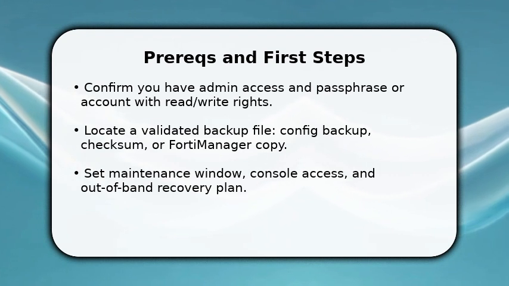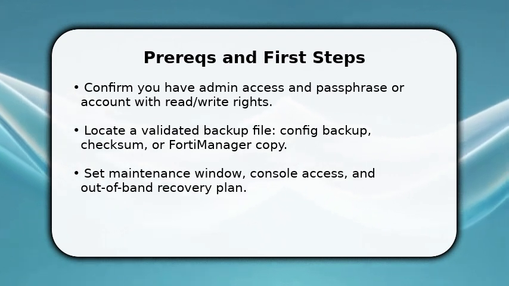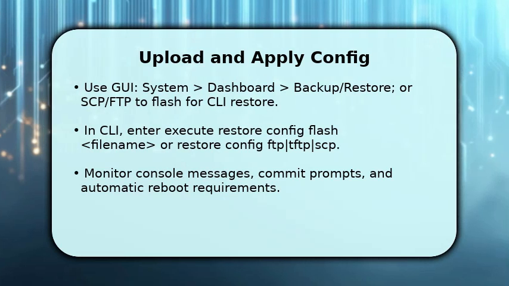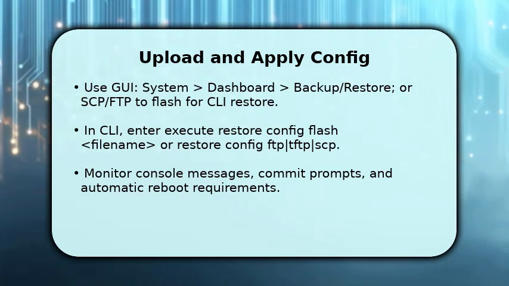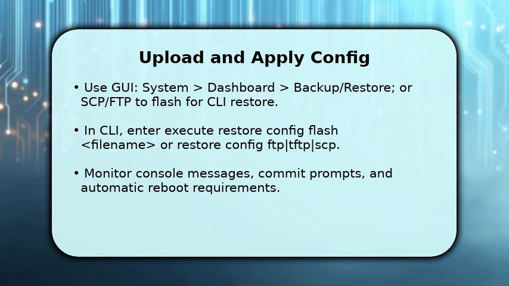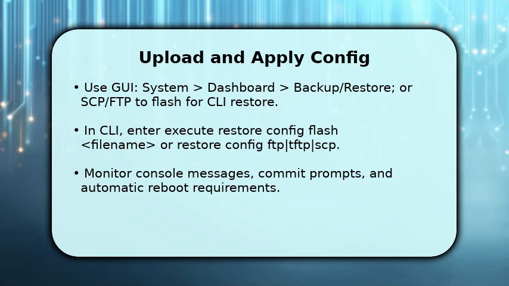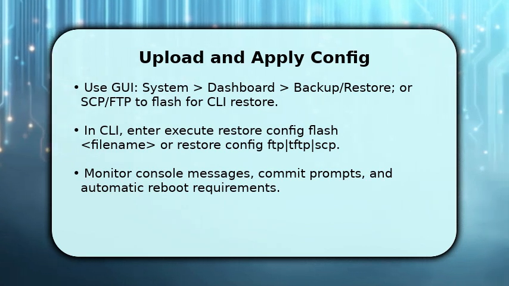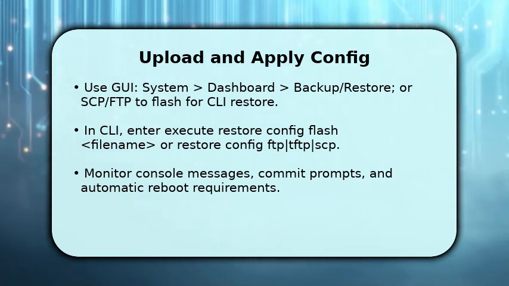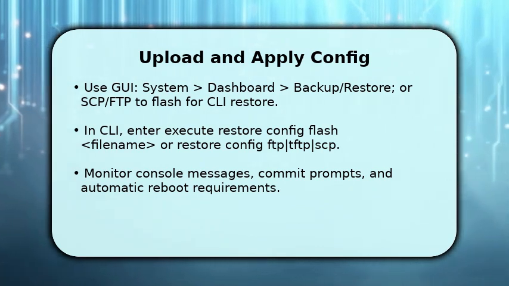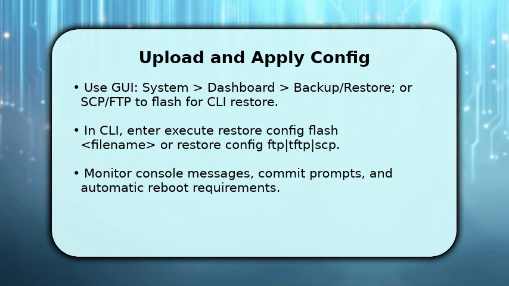You'll now upload and apply the configuration using the path that fits your setup. If using GUI, go to System Dashboard and choose Restore. If CLI, transfer the file via scp/ftp/tftp, then run execute restore config location file name. Pay attention to prompts about preserving interface mappings and admin accounts because choices here affect accessibility after reboot.